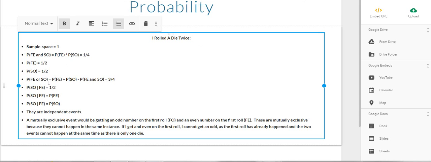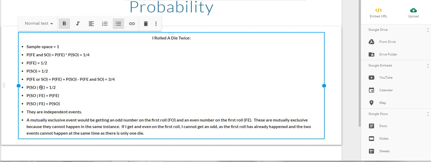So the probability of either of them happening is the probabilities added together. But since these are independent, you have to subtract the probability of both happening. So 1/2 plus 1/2 equals 1, but minus 1/4 equals 3/4. So that's the probability of either happening.